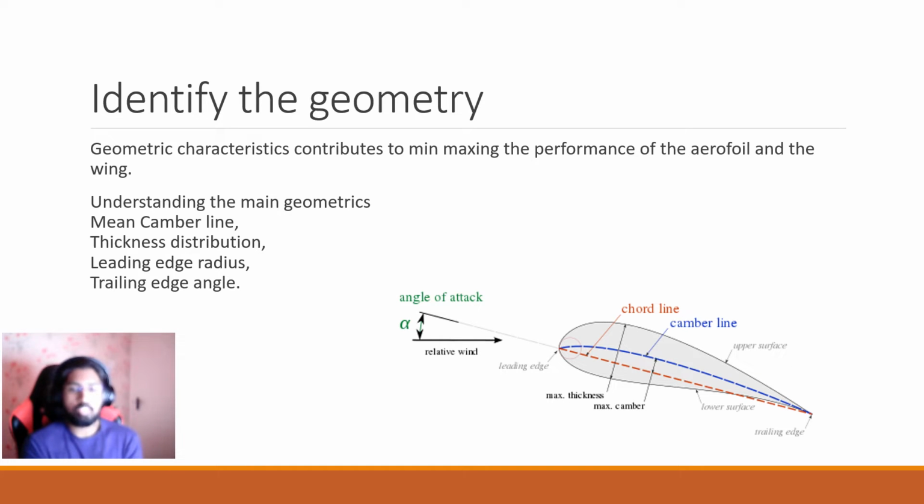By calculating these two parameters, it is then possible to identify the geometry of my airfoil: the mean camber line, thickness distribution, leading edge radius, and the trailing edge angle. All of these geometric characteristics contribute to a min-max in the performance of the airfoil and the wing.